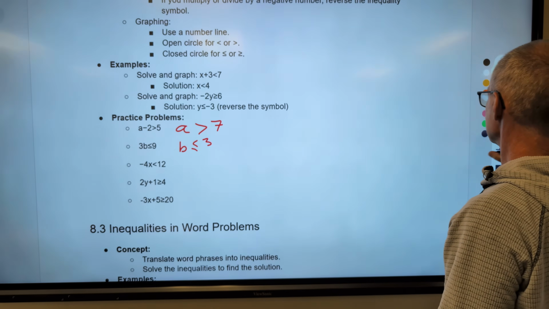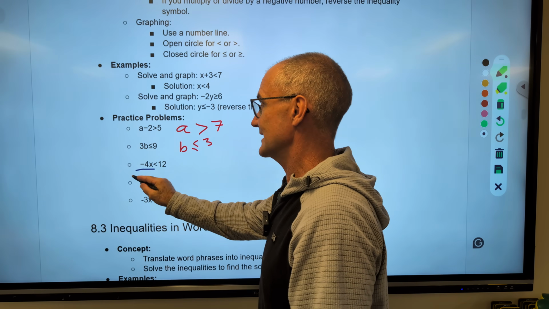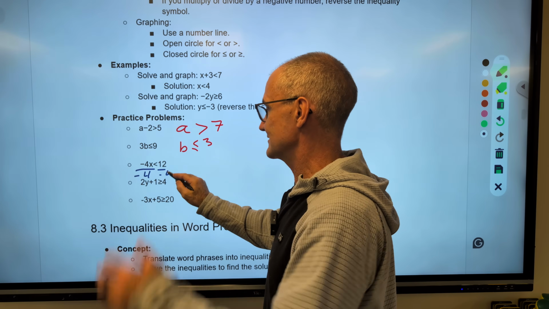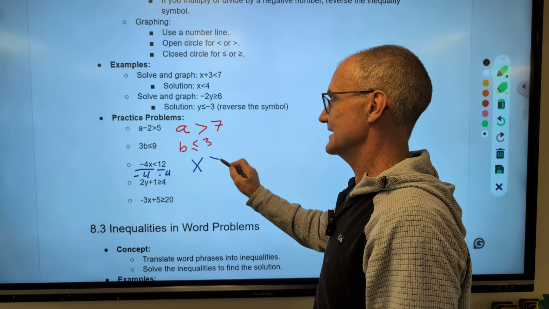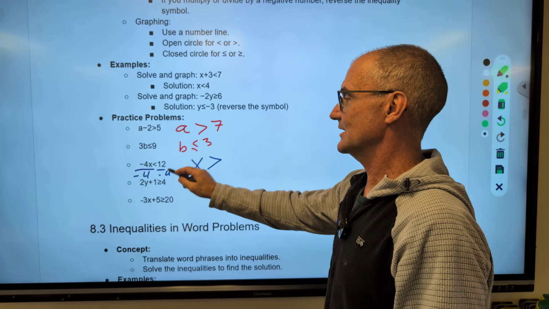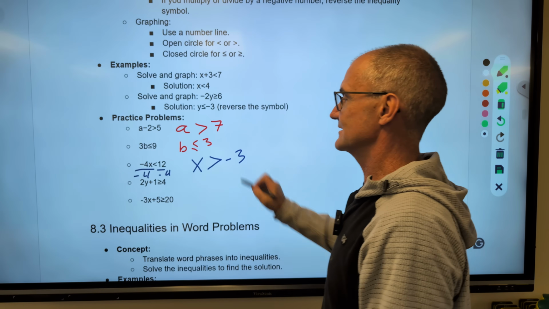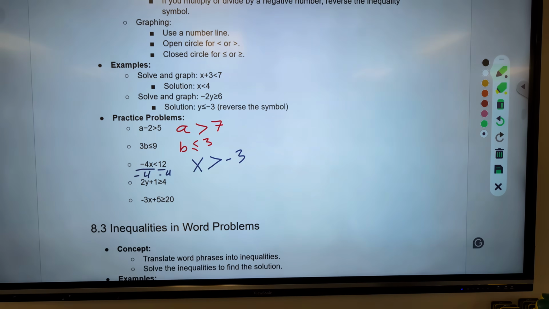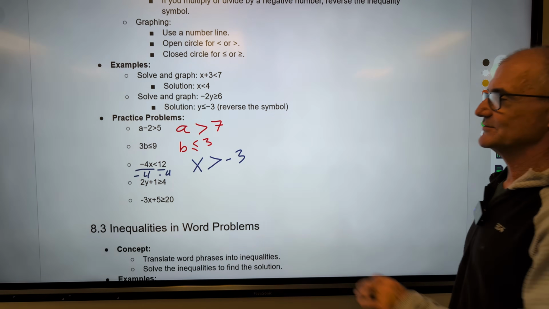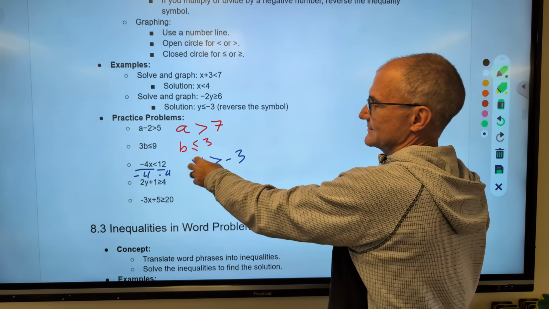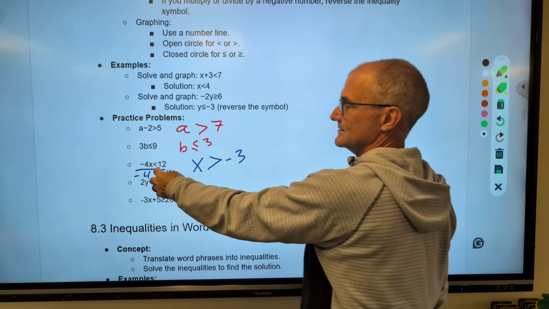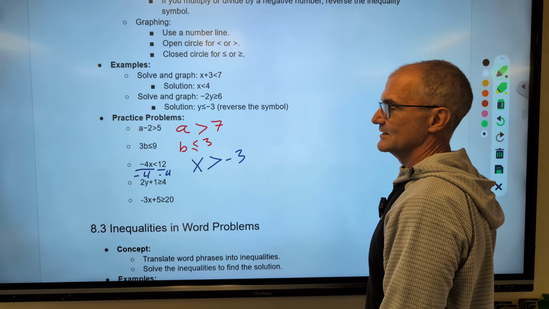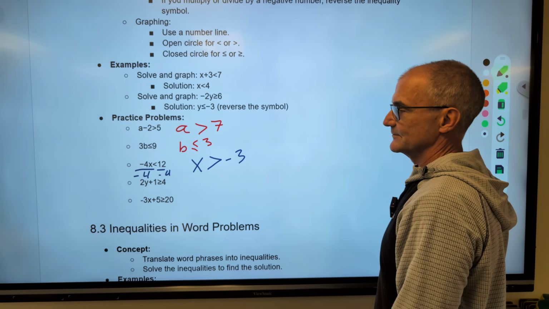Do this one in blue. Make sure you get this one right. Divide by a negative. As soon as you hear that, you're thinking, ding, ding, ding. Right? X is by itself. It is less than. It is now greater than. 12 divided by -4 is -3. And that kind of makes sense too. If you take a value greater than -3, like 0, say, plug 0 in there, 0 times -4, 0 is less than 12. What's another one?